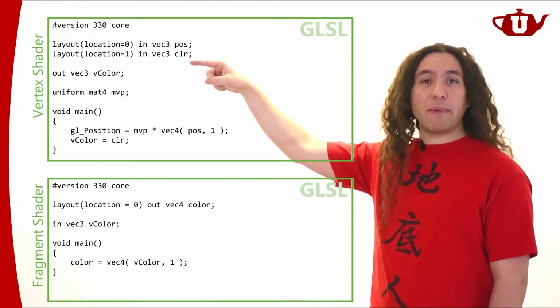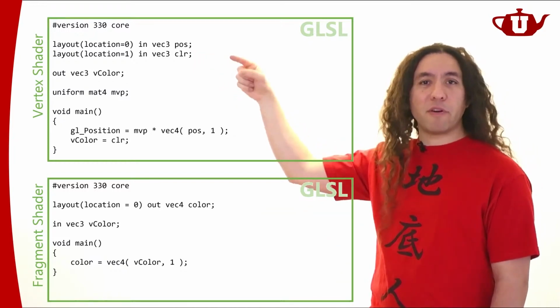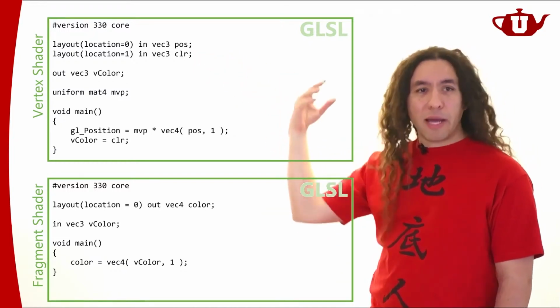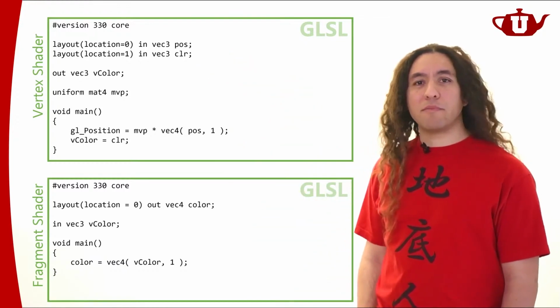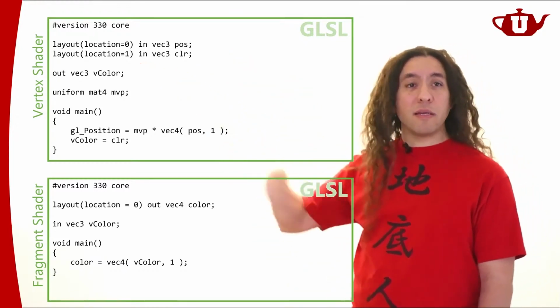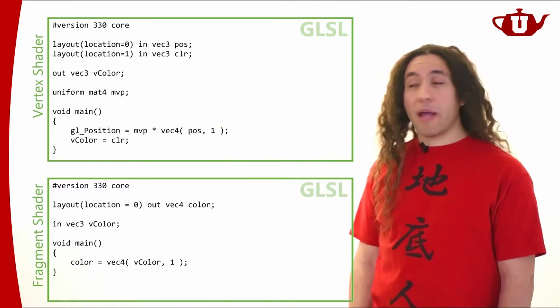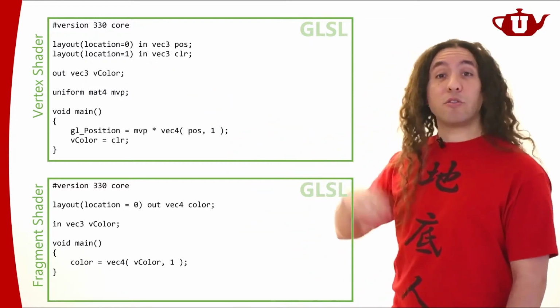Okay, so last time we talked about how to set these attributes. So we know how to have a vertex buffer object for the color and then assign it to the attribute at location 1, so that when we say GL draw arrays, it will be sent to our vertex shader.